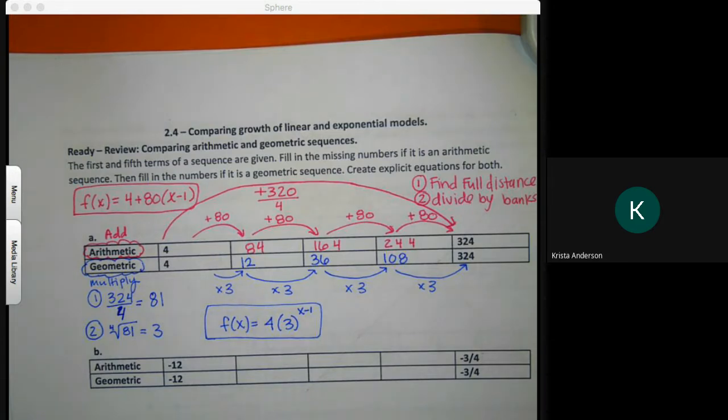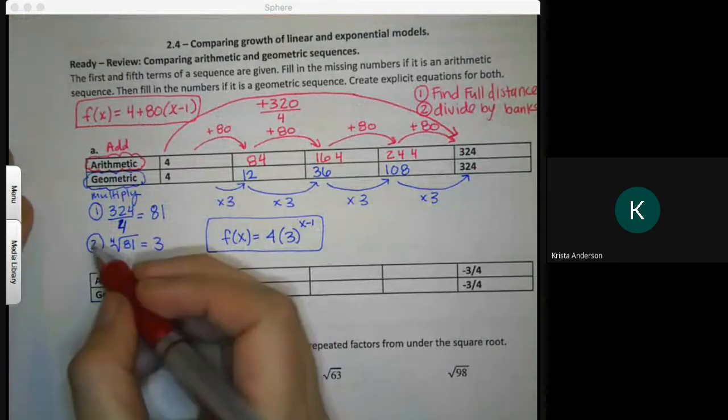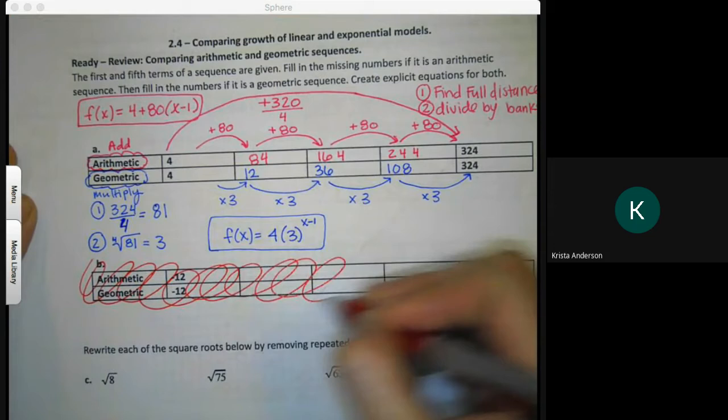On your assignment, you'll only be doing one or the other. You won't be doing both like this one is. See how they're both in the same table? They'll give you different sets. Cross off B. You're going to skip it.